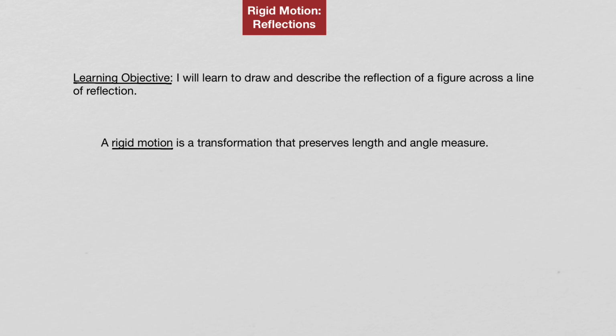In essence, a rigid motion is a transformation that preserves or keeps the length and angle measure of the figure. So let's take a look at an example. Here we have two figures, figure A and figure B. Figure A and B are considered rigid motion transformation because both the length of the sides of that figure and the angle measures are exactly the same. The only difference here is that figure B is a little bit rotated from figure A. Otherwise, everything is the same.